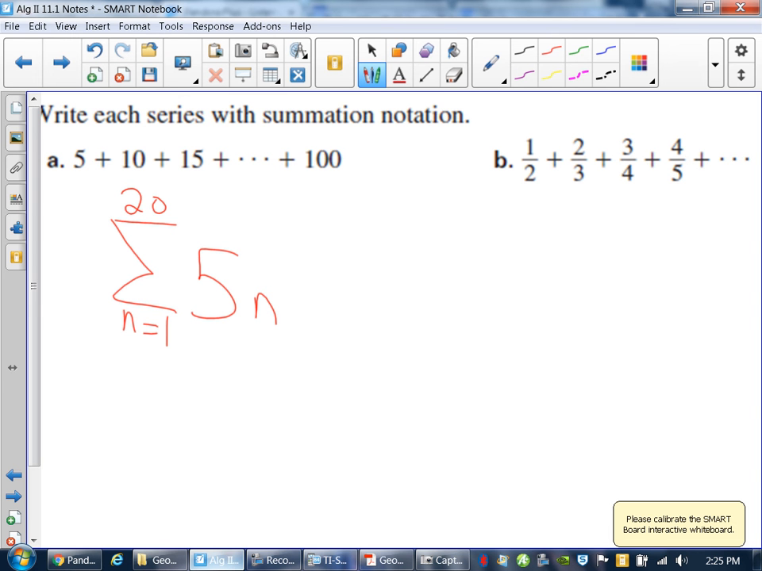Now this is a case that you don't want to add 5 plus 10 plus 15 plus, and so on and so on, unless you can do it in your head. So you press buttons in your calculator, and you get what? You get 1050 when you do that.